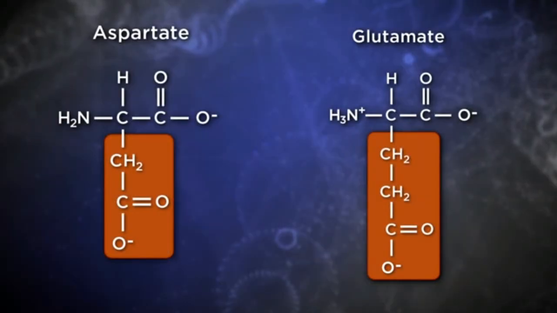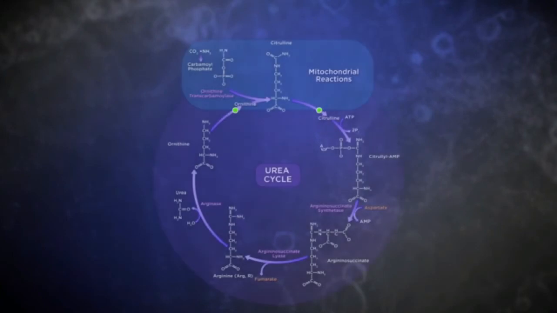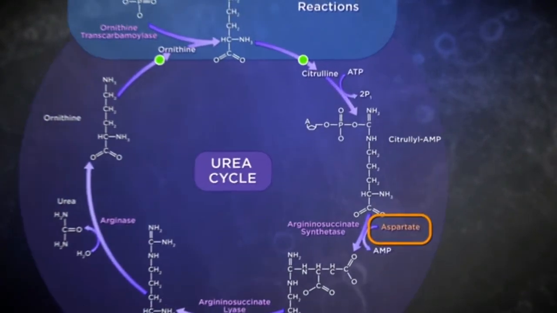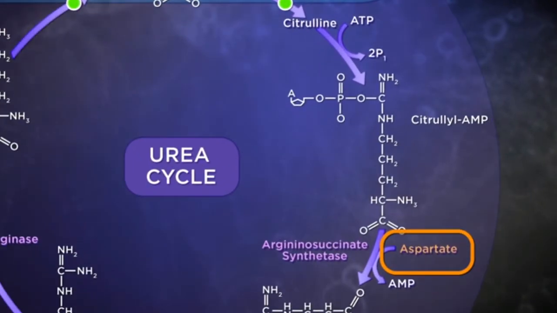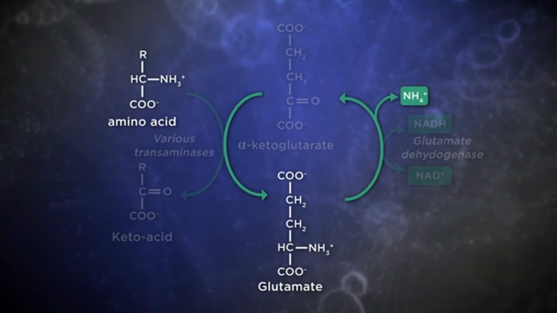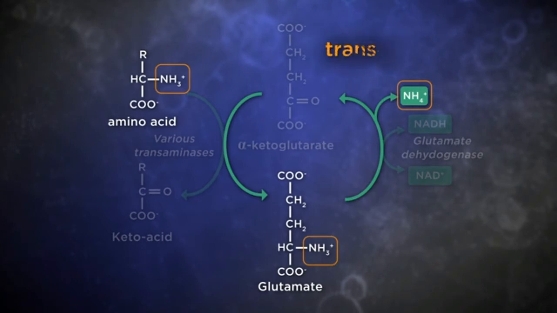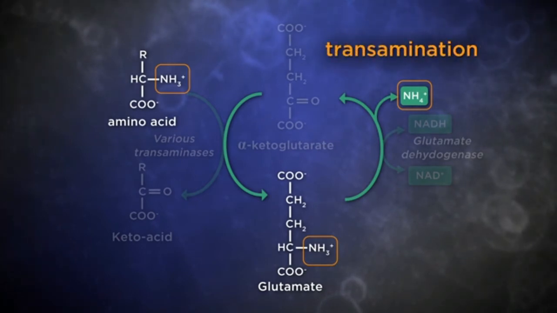Aspartate and glutamate are important in managing ammonia in cells as well. Ammonia, or NH3, is a toxic byproduct of metabolism, and aspartate is a component in the urea cycle that helps to remove ammonia from the body. Glutamate, on the other hand, is extremely useful for its ability to accept or donate a molecule of toxic ammonia in reactions known as transaminations that pass amines between molecules.